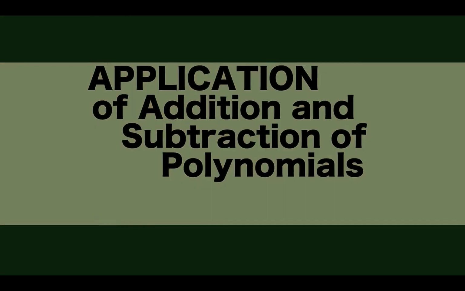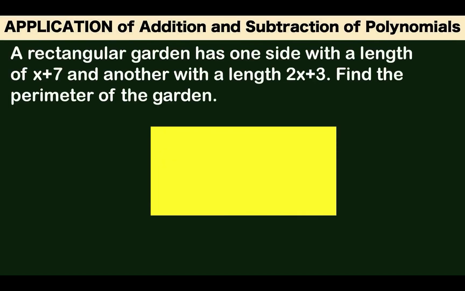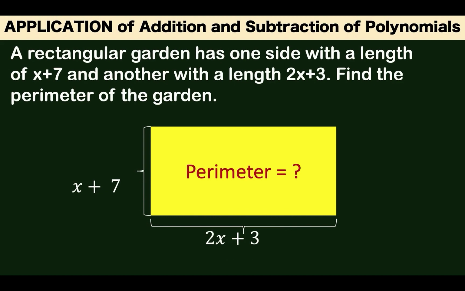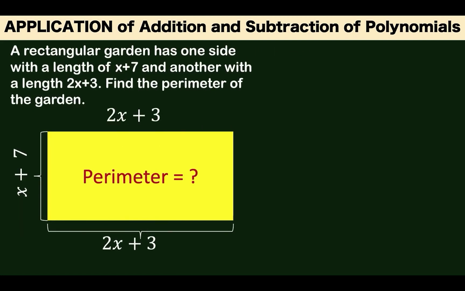Next, let's look at some application of this. Let's say this is the problem. A rectangular garden has one side with a length of x plus 7 and another with a length of 2x plus 3. Find the perimeter of the garden. So what is a perimeter? A perimeter is the distance around the figure. So if this is x plus 7, this is also x plus 7 because opposite sides of a rectangle are equal. If this is 2x plus 3, the opposite side must be the same measurement because opposite sides are equal.